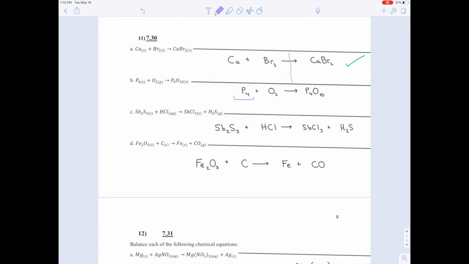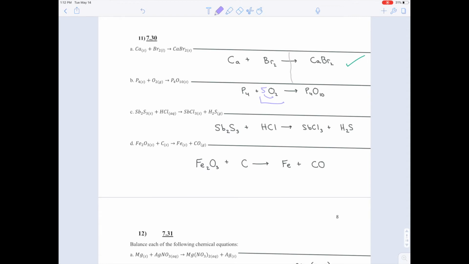Okay, B. We have 4 phosphoruses on the left. We have 4 phosphoruses on the right. So that's balanced. We have 2 oxygens on the left. We have 10 on the right. So what can I multiply the lower number, 2, by to give me 10? 5. 5 times 2 will be 10. Every time you add a number, go back, make sure everything's balanced. 4 phosphoruses on the left, 4 phosphoruses on the right.